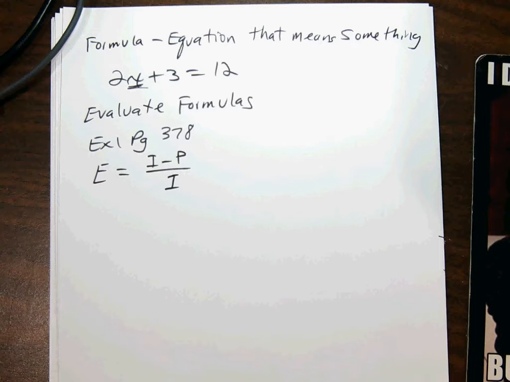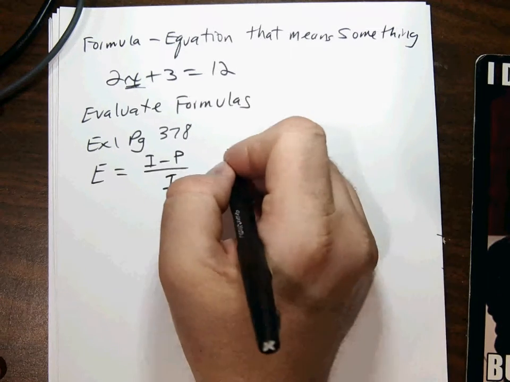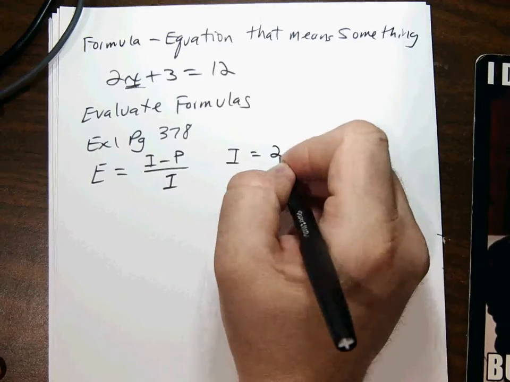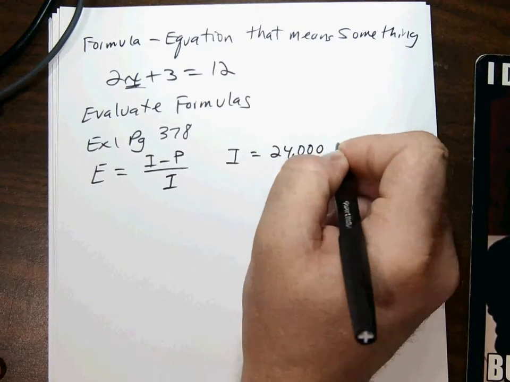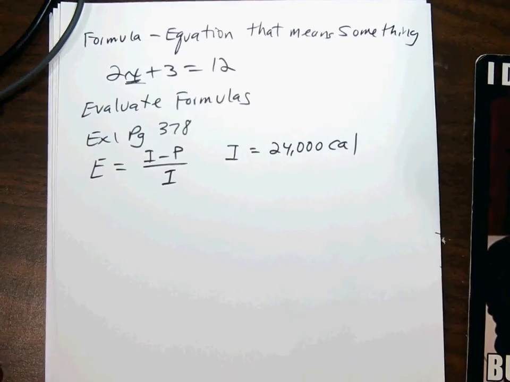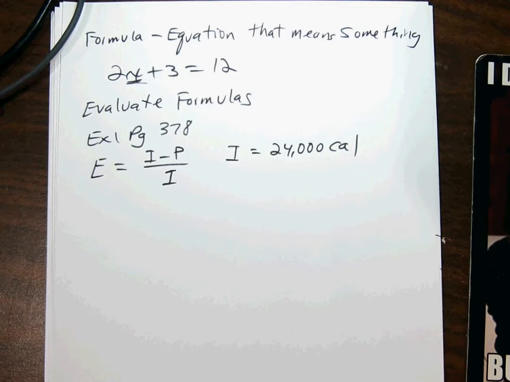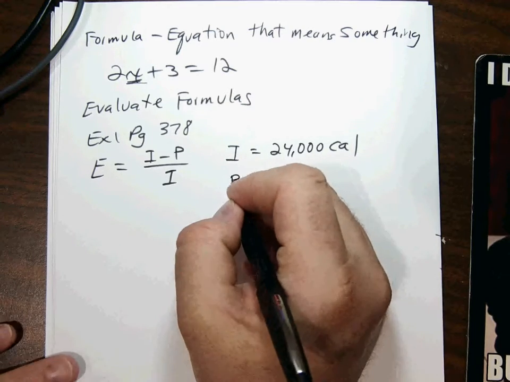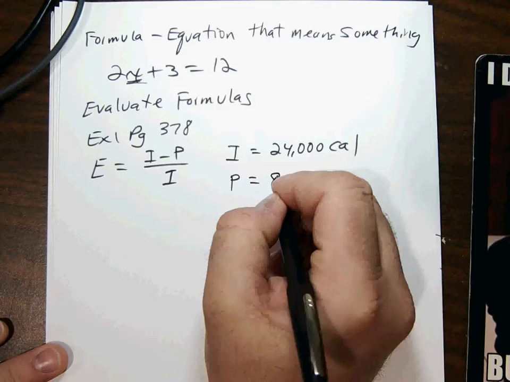Okay, what happens in real life? The engine gets hot. It needs a radiator to dissipate that heat and throw the heat away. So we're going to quantify that: the input heat versus the output heat. In an example we're given here, we're told that I, the input heat, is 24,000. The unit is calories. It's a metric unit of heat or energy. And we're told that the output heat, P, is 8,600 calories.